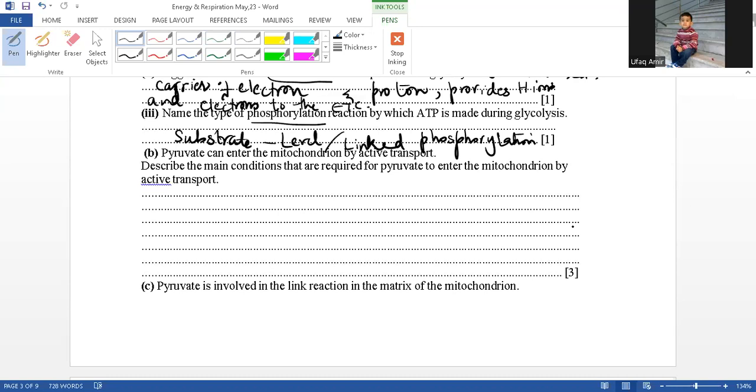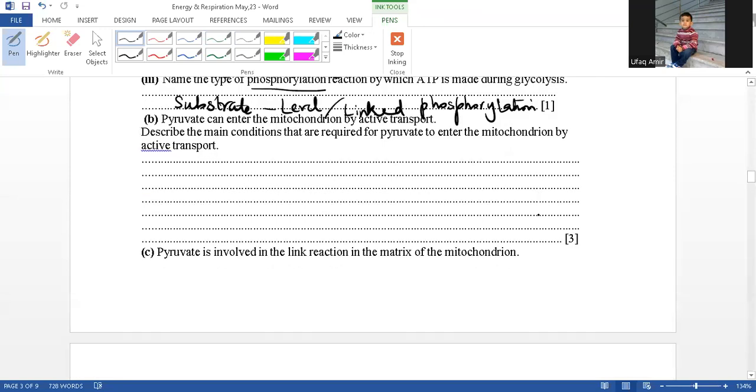Describe the main conditions that are required for pyruvate to enter the mitochondria by active transport. What are the things actually needed for active transport? That is what you just have to tell me.